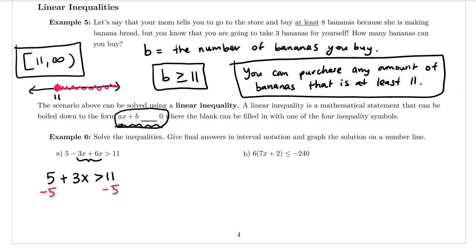The first step I'm going to do is I'm going to subtract 5 on both sides, and that's going to give me 3x is greater than 6.